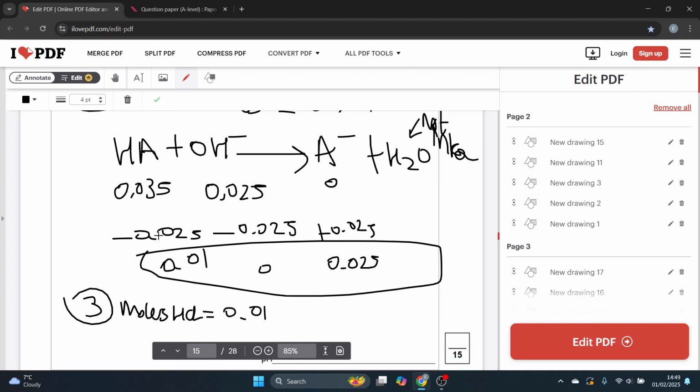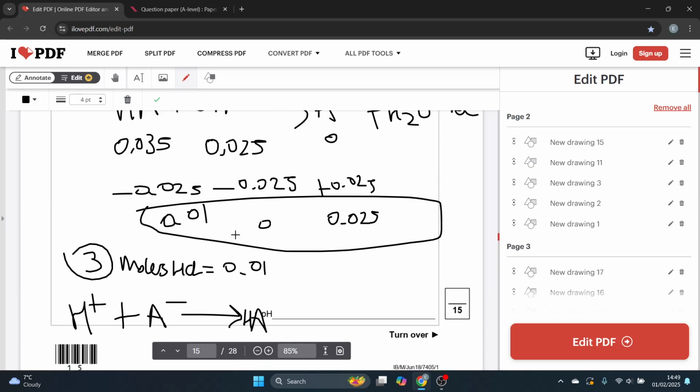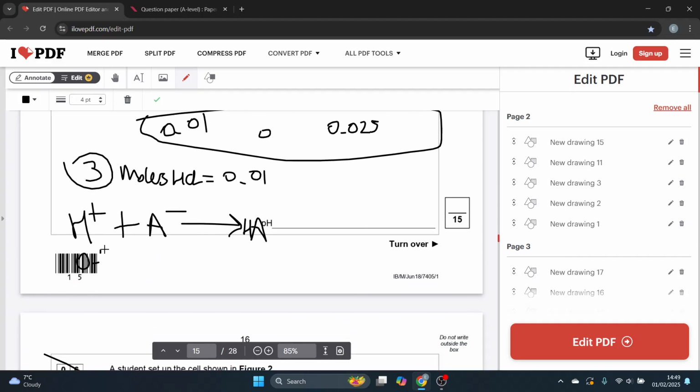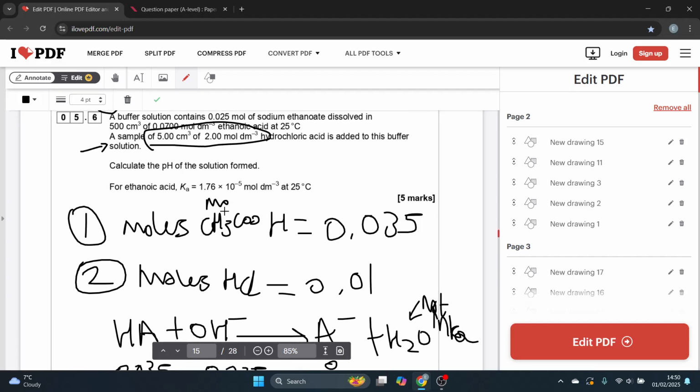And because it's an acid, H plus plus A minus gives HA, and I know that's 0.01. I know the A minus is 0.025, so I'm going to minus 0.01. That'll give me 0.015, and 0 plus 0.01 will give me 0.01. Now I can find out pH.